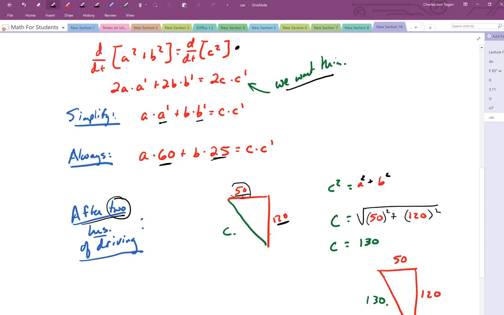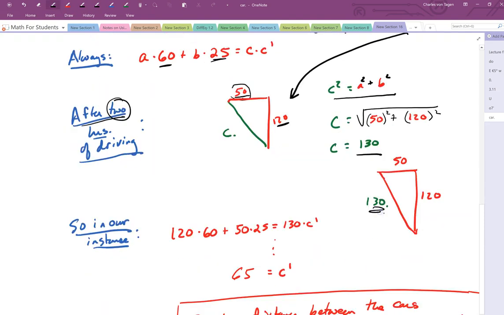How did I get there? Well, if the southern driving car is traveling at 60 miles per hour, and it's been doing this for 2 hours, then it has traveled 120. So that's where I got that from. Okay, similarly, this is 50. So then I simply used the Pythagorean theorem and found that C in this instance was 130. So this is our specific triangle that we're looking at, given that we know that this is increasing by 25 per hour and this is increasing by 60 per hour.